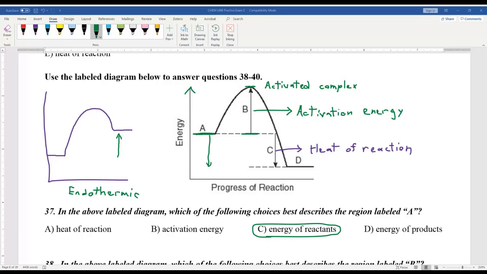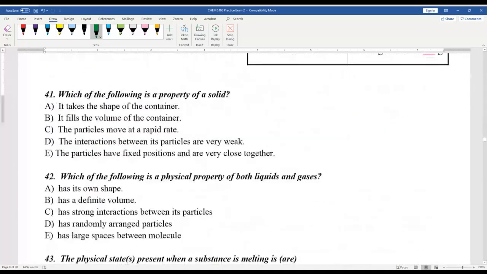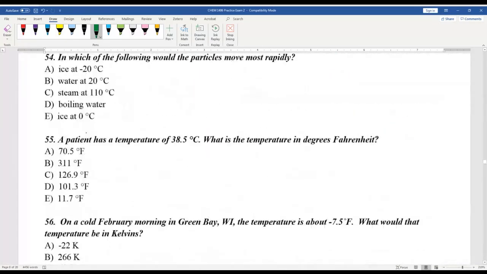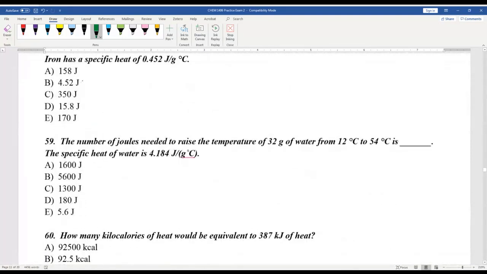59. Okay. If I look at 59, scroll down. Here we go. The number of joules needed to raise the temperature of 32 grams of water from 12 degrees to 54 degrees is what? Okay, so anytime you have heat being added to a substance and the temperature rising, chances are you're going to be using the specific heat equation, which is Q equals mcΔT.